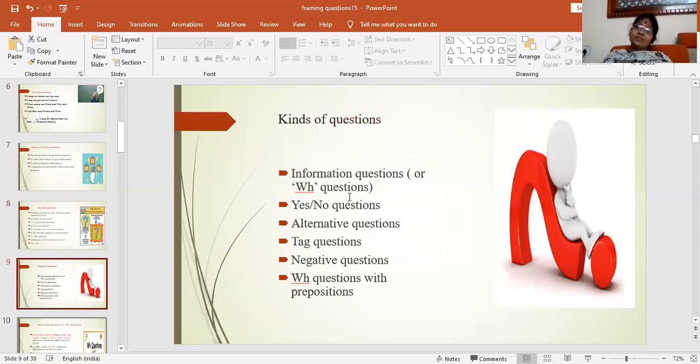So what are those different types of questions? They are information questions or WH questions, yes, no questions, alternative questions, tag questions, negative questions, and WH questions with prepositions, right? Now we'll try to understand each one in detail.